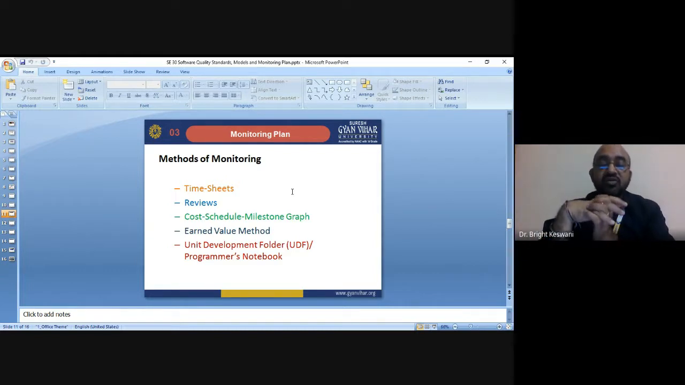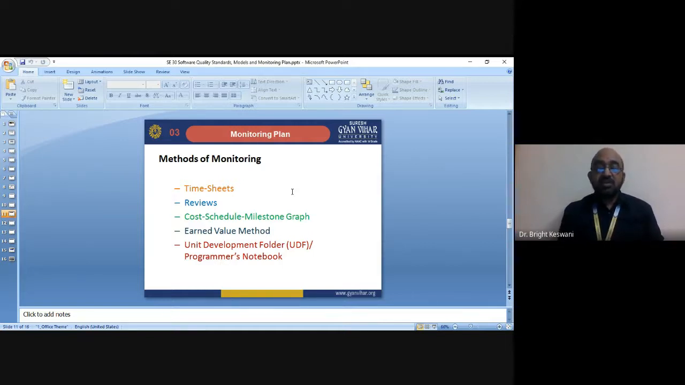development folder, UDF, or programmer's notebook. UDF contains the plan, progress, and all documentation related to the development of a program unit. A unit of software is one that performs a specific function, as you all know. A unit could be a module, a procedure, or a collection of some modules. A UDF, unit development folder, is typically established after the system design phase when tasks are distributed among programmers, and there is a UDF for each unit, and initially it contains all specifications of the unit as obtained from the requirements and system design.